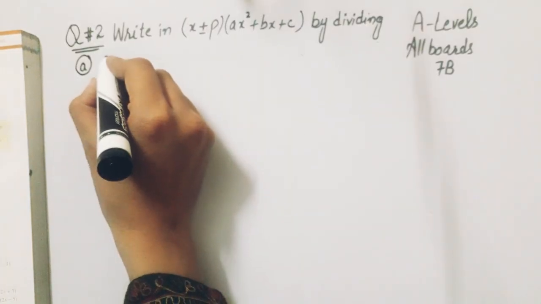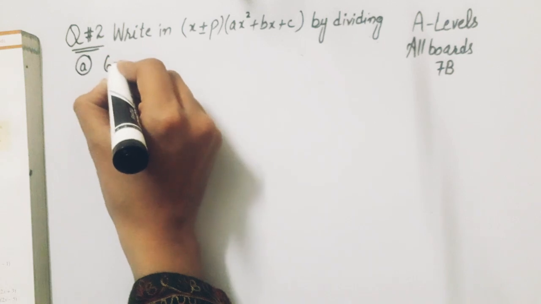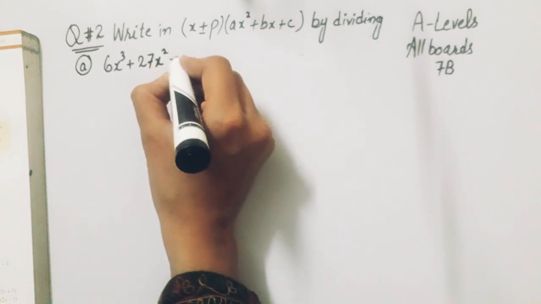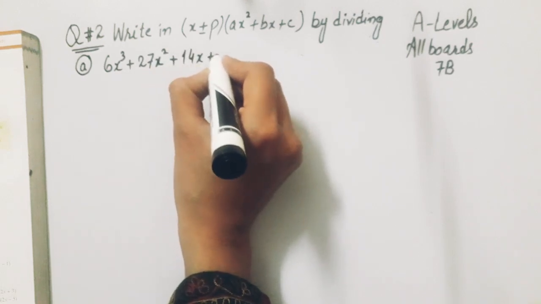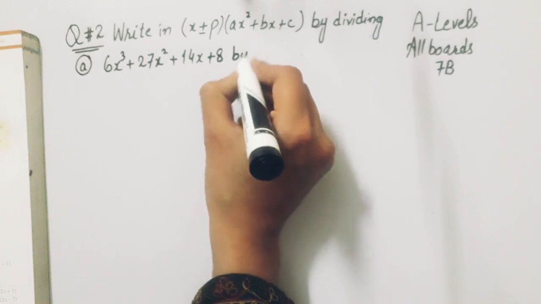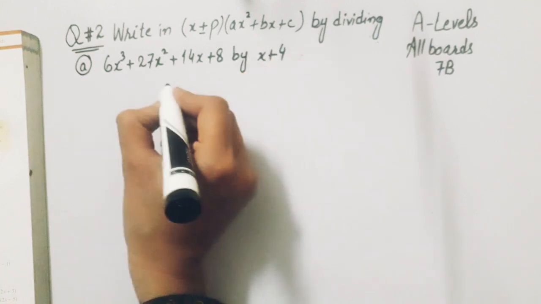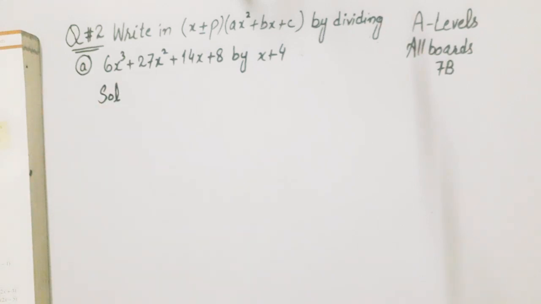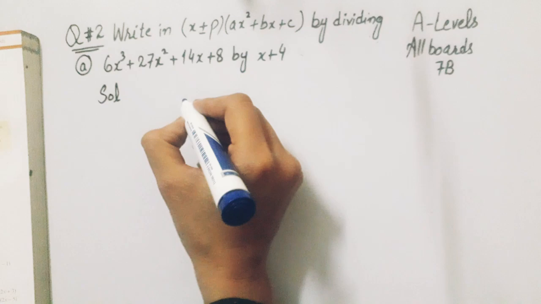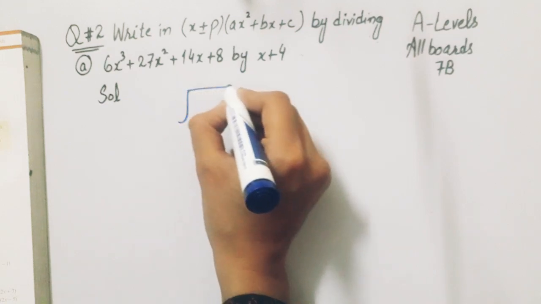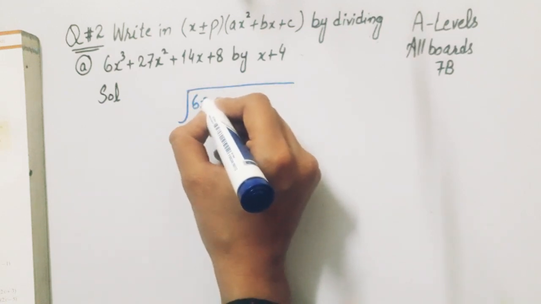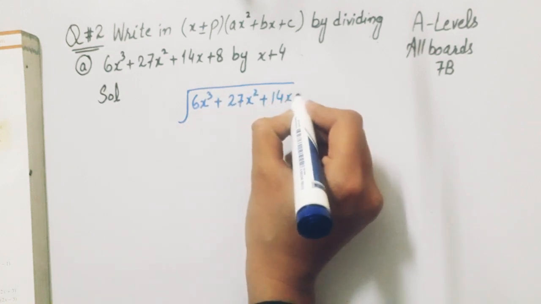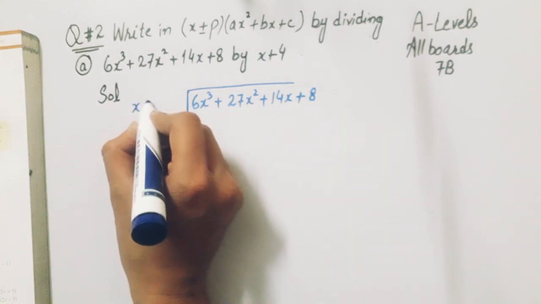Now the A part is 6x cube plus 27x square plus 14x plus 8 by x plus 4. Now we will solve this polynomial by dividing by x plus 4. So, 6x cube plus 27x square plus 14x plus 8. We have x plus 4.